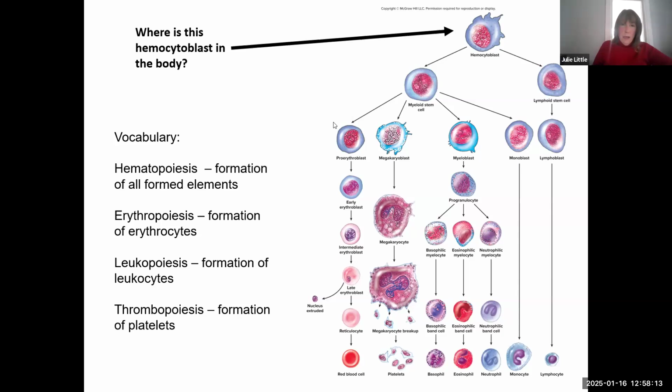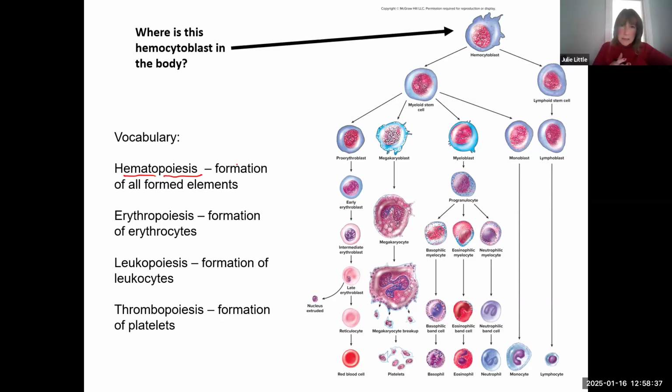So here we go. Now we're going to talk about this idea of how our blood cells form. Some vocabulary for you. The term for the formation, poiesis, of blood is hematopoiesis. That's all of the formed elements.